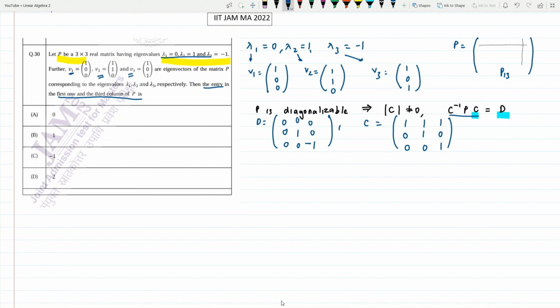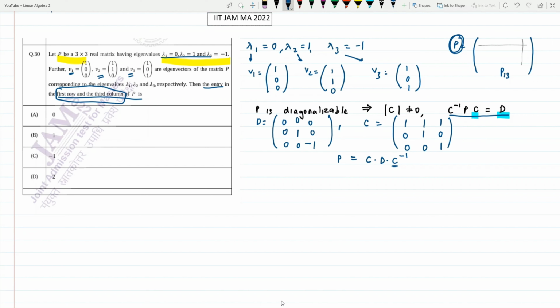Now a little tweaking over here will give us that P is equal to C times D times C inverse. Of course, since we are looking for the entries of P, we need to find out the matrix P more precisely. We don't have to find out the entire matrix since our question is very narrow. We want to find out the first row and the third column entry of P. So we have to first find out C inverse. In your high school, you might have studied how to calculate C inverse. You could use the adjoint method or you could use the inversion method. So I will not be showing here how to calculate C inverse.